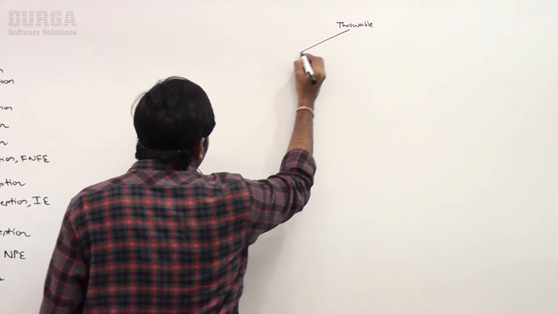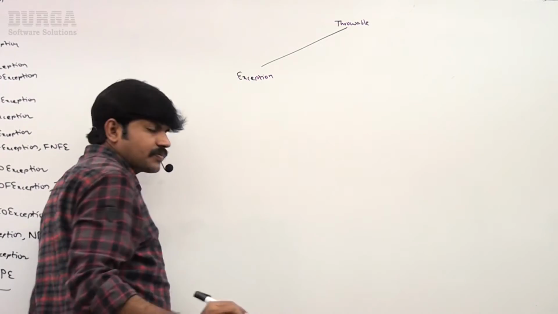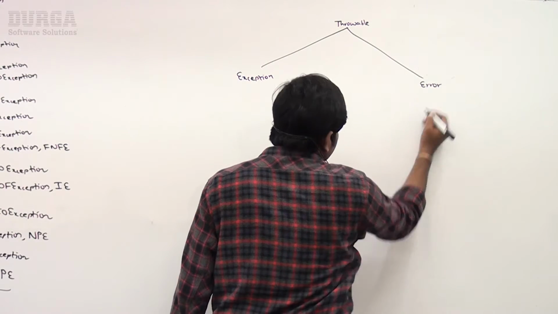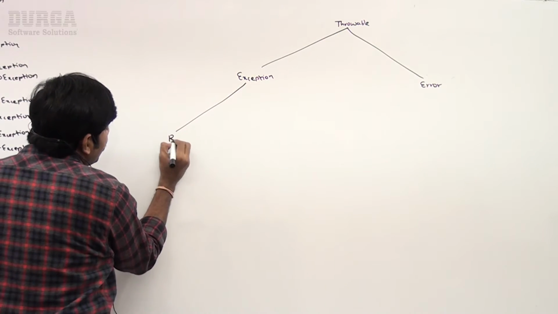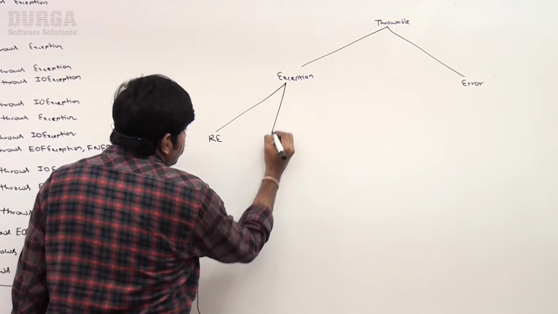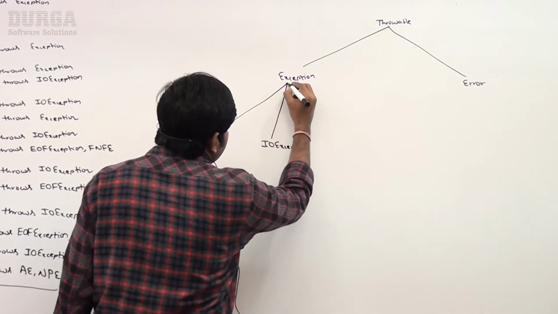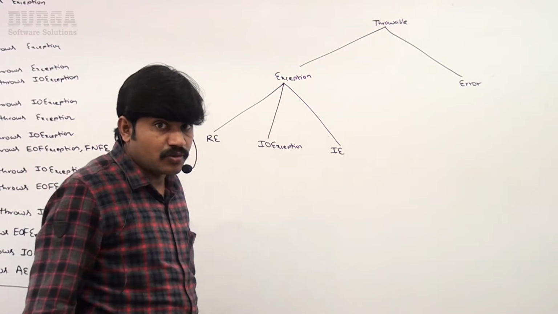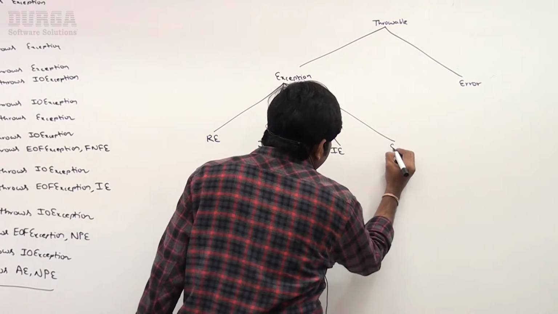Now Throwable contains two child classes: Exception and Error. Under Exception there are several child classes: RuntimeException, IOException, InterruptedException, very important, throws InterruptedException in multi-threading, a very common exception. Next, ServletException, and several other things are there.